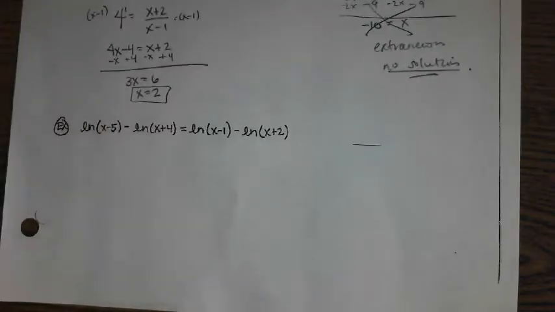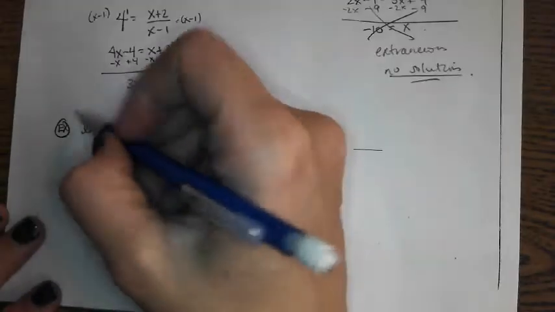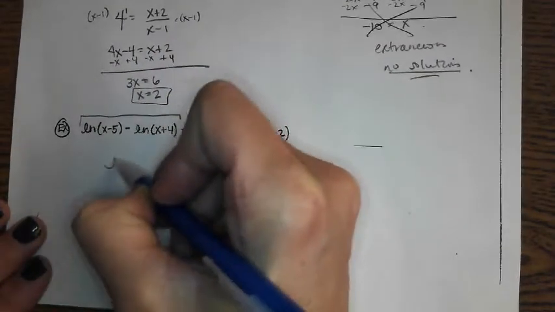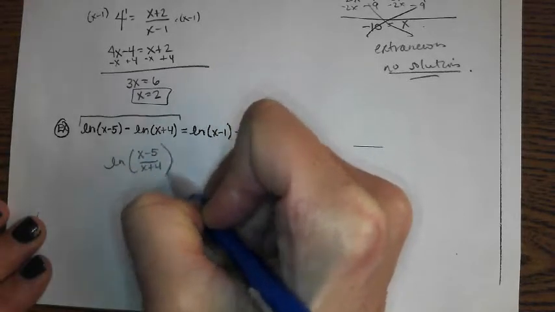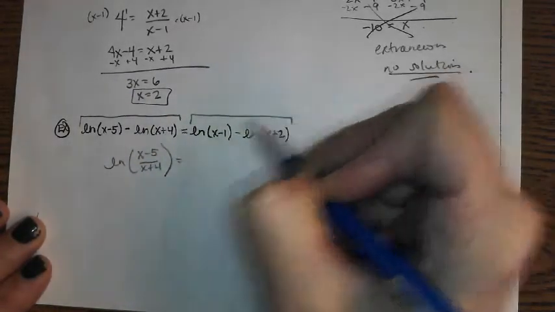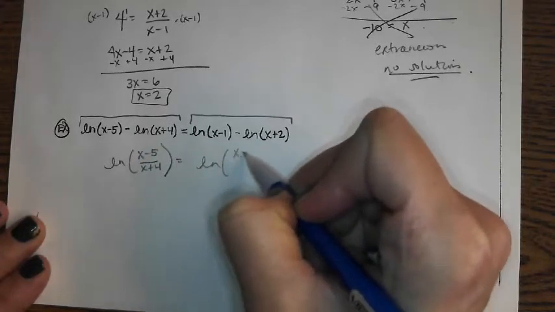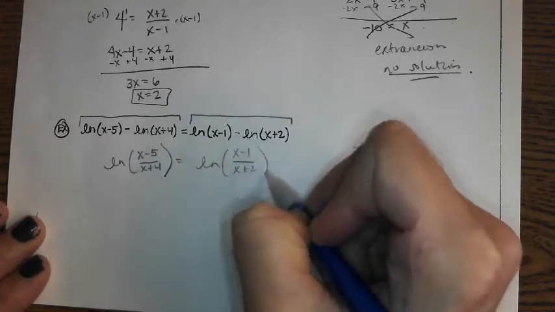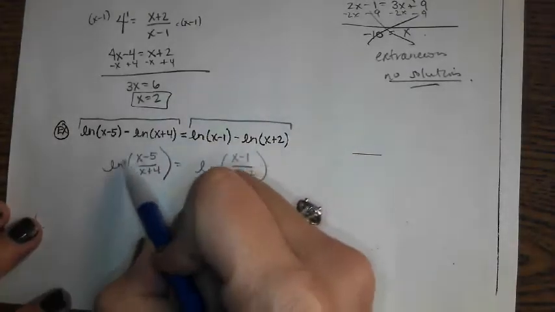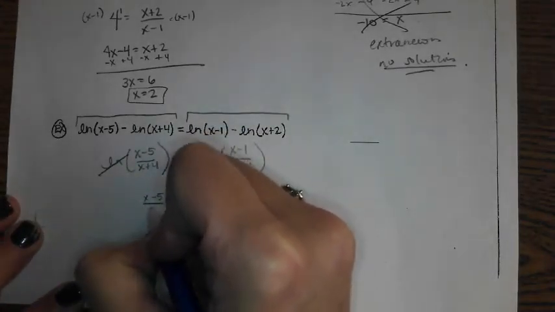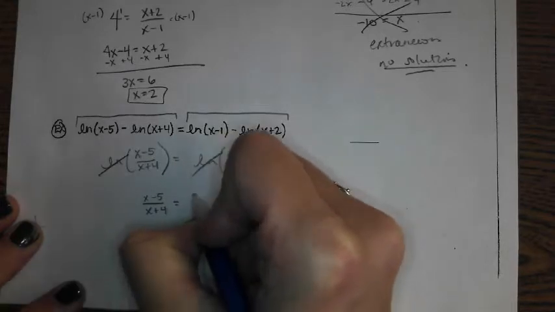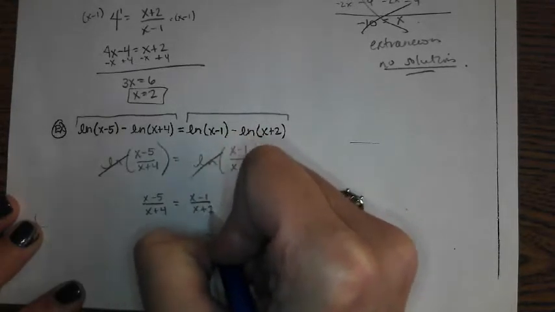Okay, and the last one has logs on both sides, so we can condense these two on the left. And the two on the right. And it's the same log on both sides, so cancel them and solve the remaining equation.